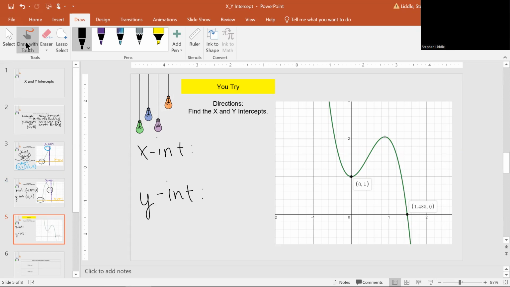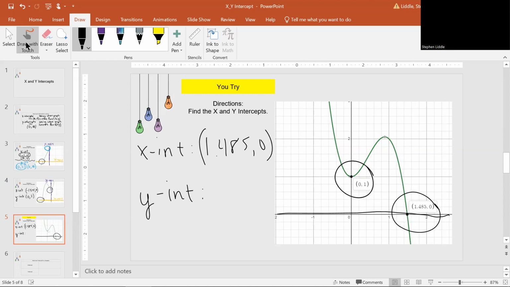All right, so this is our x-intercept here. This point is going to be our x-intercept. So 1.485, comma 0, because it crosses the x-axis. This point here crosses the y-axis, 0, 1. So it's going to be our y-intercept.